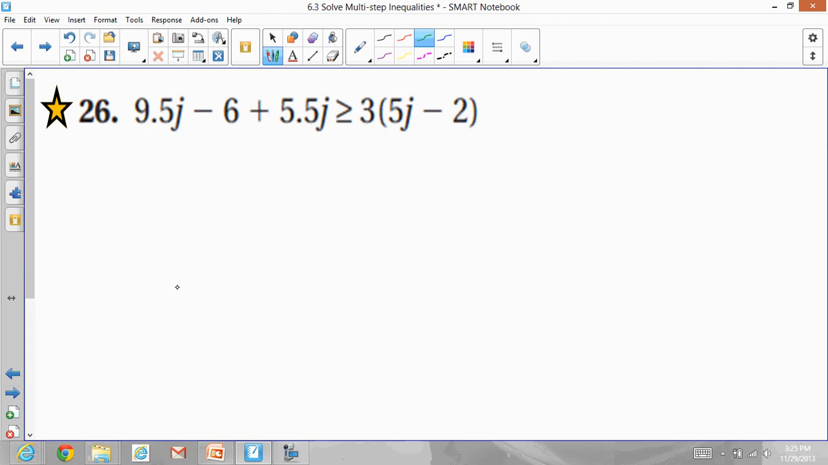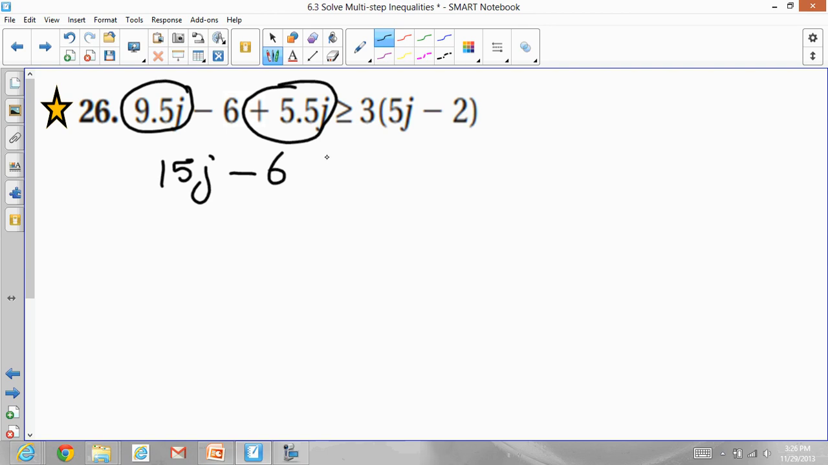Question number 26. Write this down. So on the left side, you have variables. You need to combine these two variables. So you need to combine this and this. If they are on the same side, you combine them. So 9.5j plus 5.5j is going to give you 15j minus 6. Bring the inequality symbol exactly the way it is.